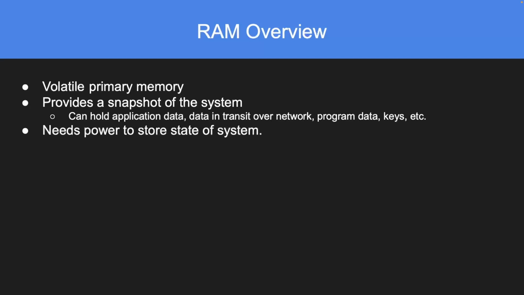But what RAM does for us is it can provide a snapshot of our system. And it can be helpful if we want to pull it out and see what application data was stored, maybe what data was in transit over a network, what programs were running, what keys we have to authenticate certain apps, or even authenticate into the device, or many other things. And again, it needs power to maintain the state of the system. And if it doesn't have power, we lose it. We lose everything.